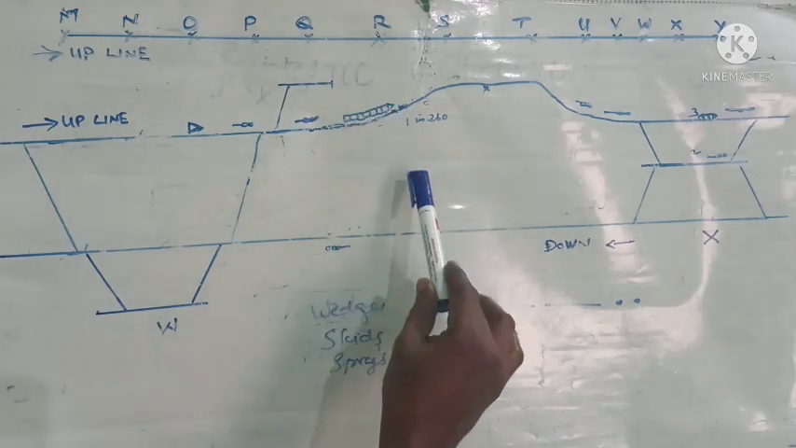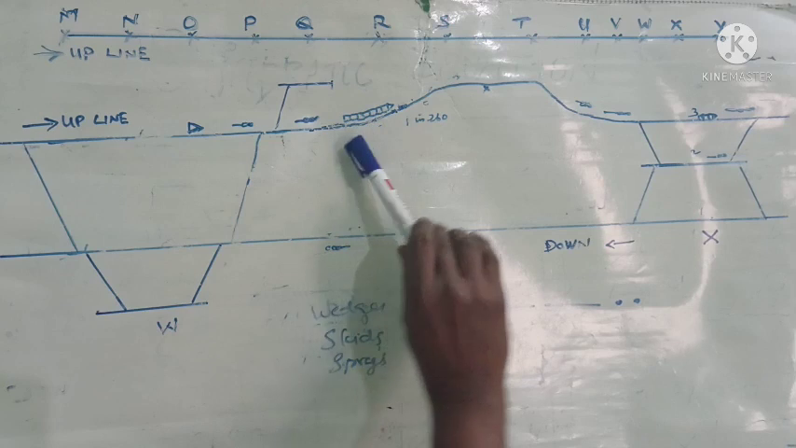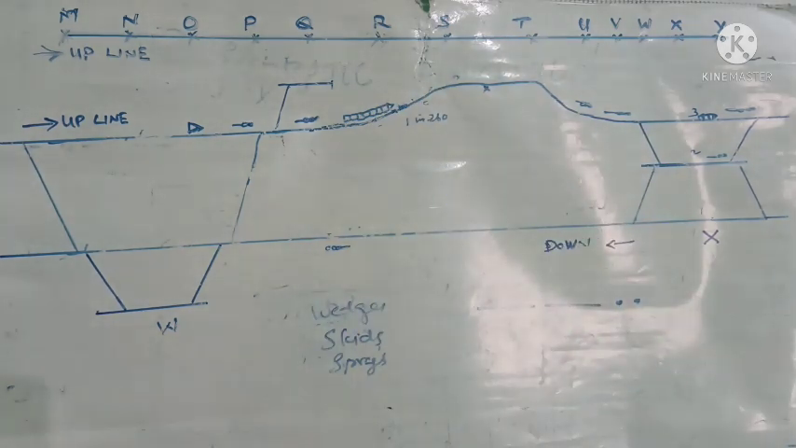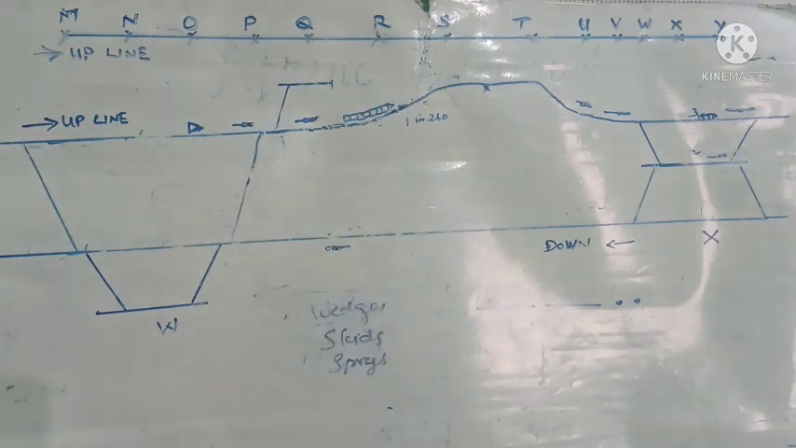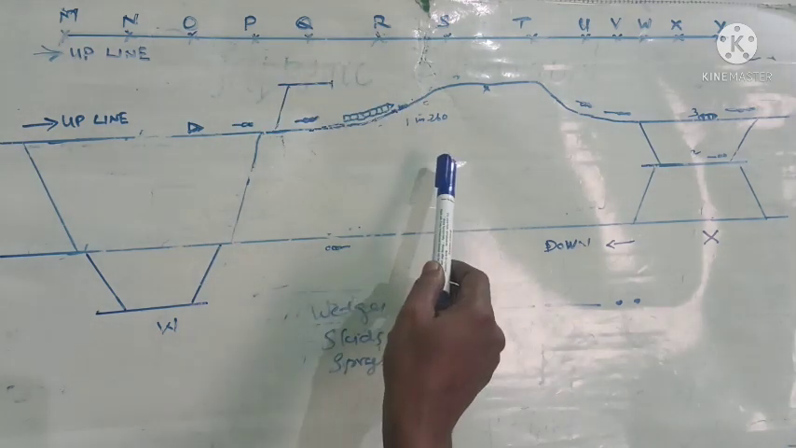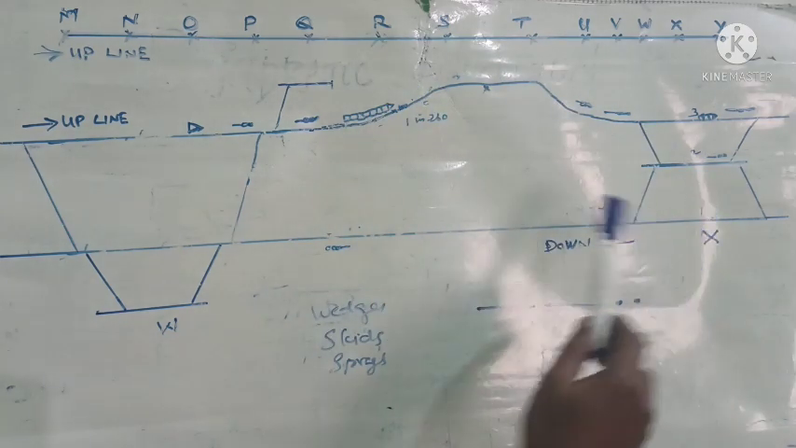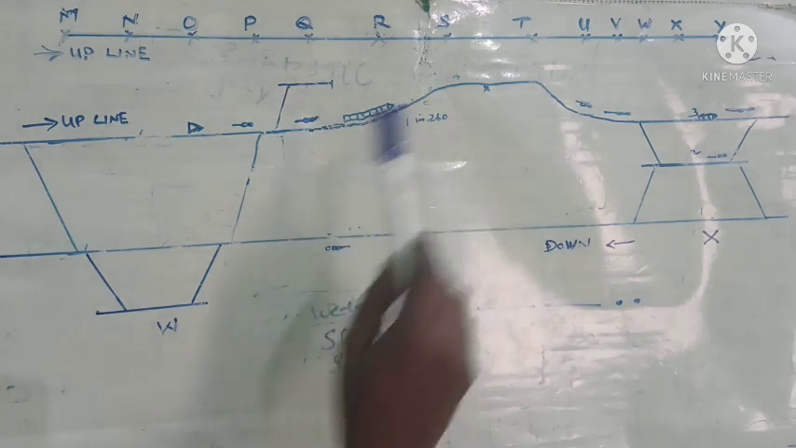Suppose the controller says there is no engine nearby, you can part this train and bring the first portion to station X and thereafter the next portion. Or if the GLP cannot contact the controller, they themselves can decide that this train can be parted and the front portion can be taken to station X. In that case, how will this be done?